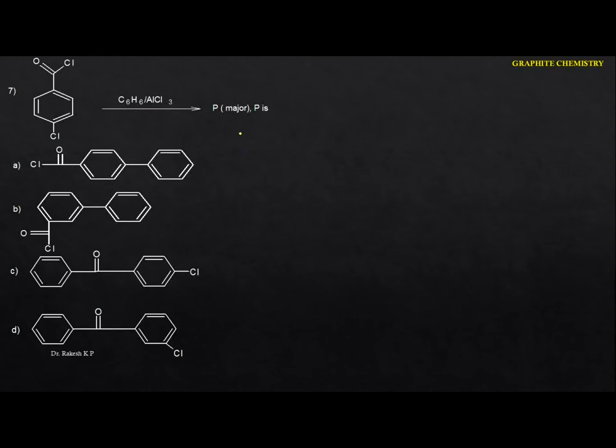So I'm going to take this one, that is the parachloro, this is the parachloro benzoyl chloride. Whenever it reacts with aluminium chloride, because we know that aluminium chloride acts as a halogen carrier, it donates electrons toward this one. I'm going to write AlCl4 minus.